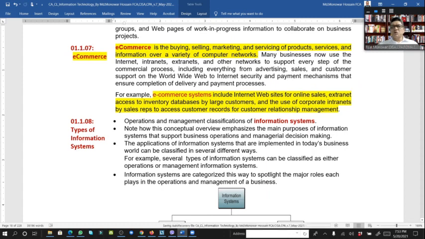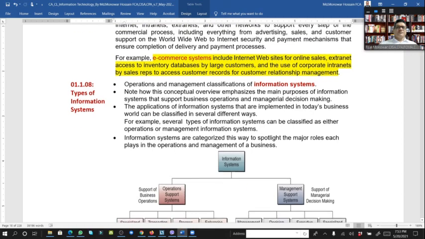E-commerce systems include the internet, websites for online sales, extranet access, inventory databases, and large customer bases, and the use of corporate infrastructure for sales access, customer records, etc. Next is types of information systems.